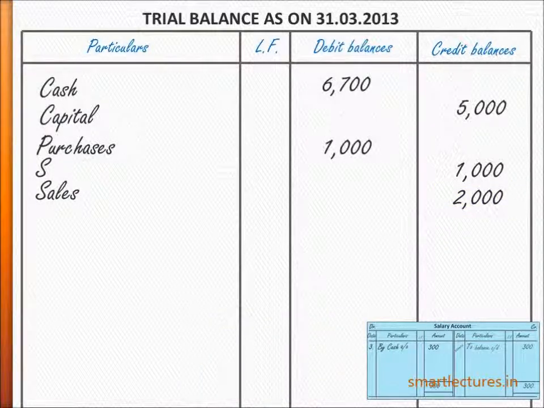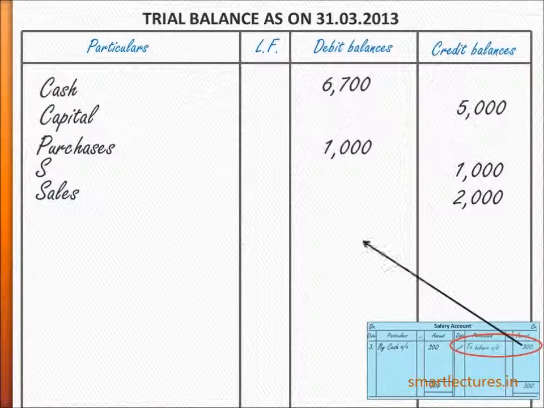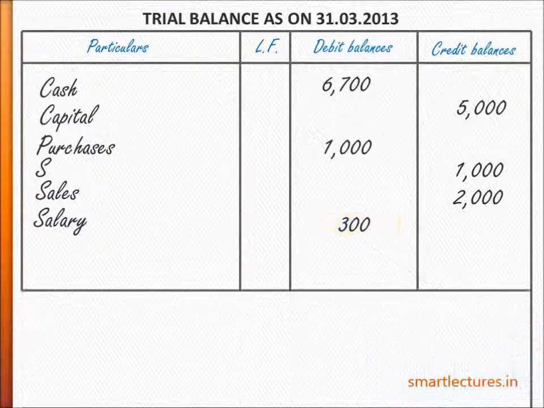Now move to salary account. By balance c/d, rupees 300. This is the closing balance. It will move to the debit side of trial balance. Salary, rupees 300.